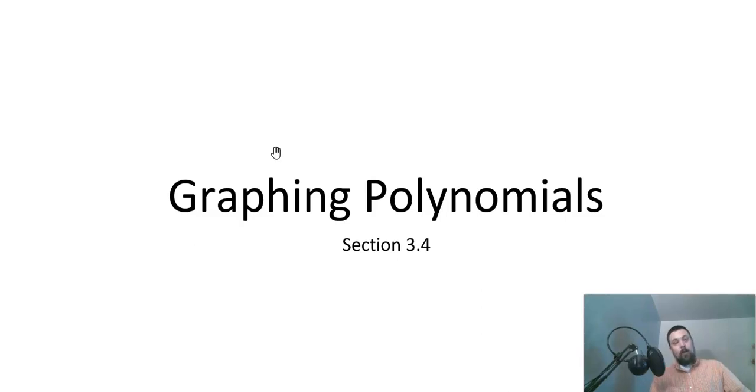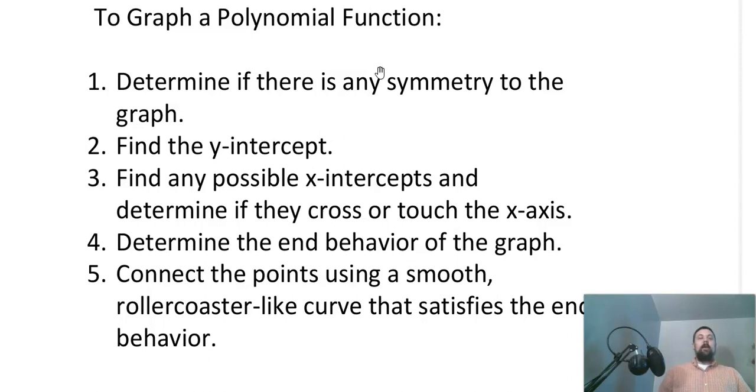In this video, we are going to take a look at section 3.4 on graphing polynomials. The process we will use to graph a polynomial function is the following. First, we will determine if there is any symmetry to the graph. Second, we will find the y-intercept. Third, we will find any possible x-intercepts.